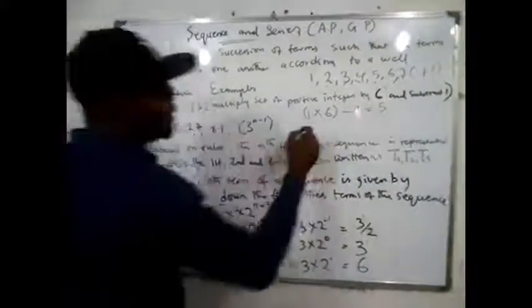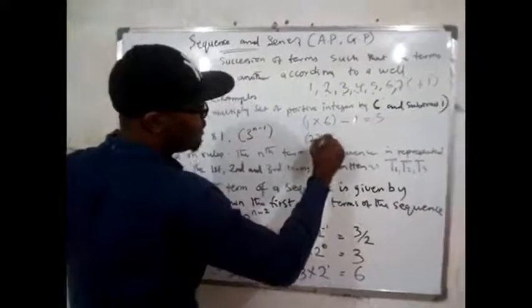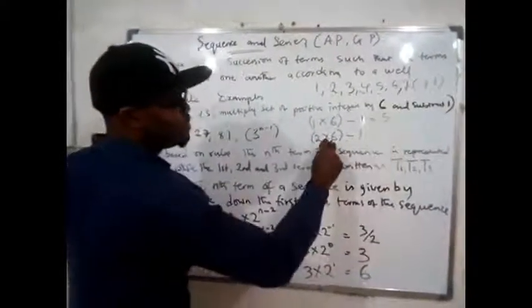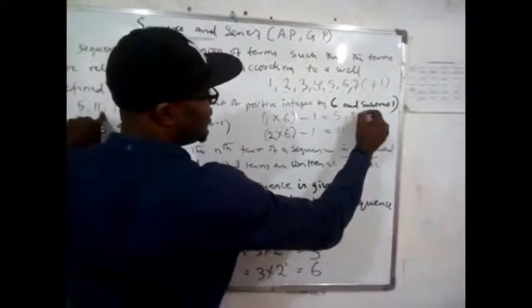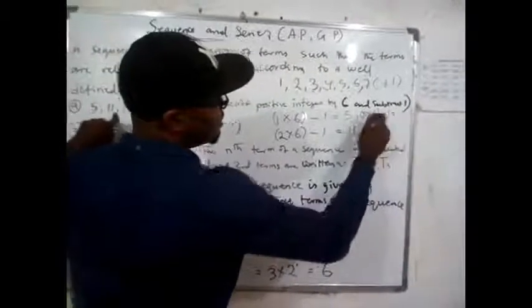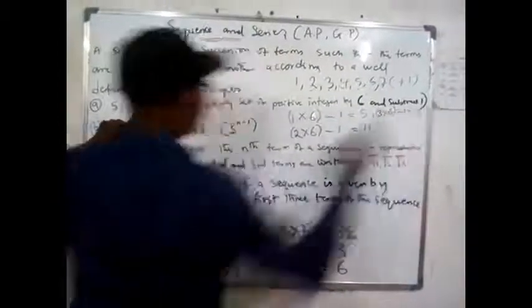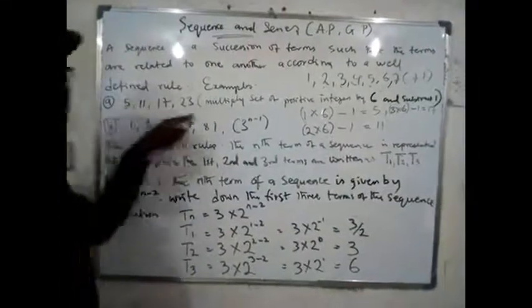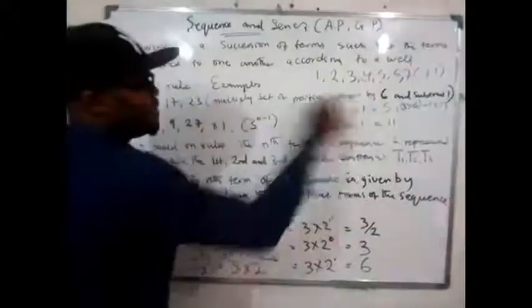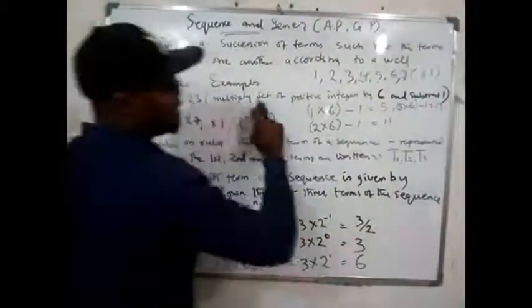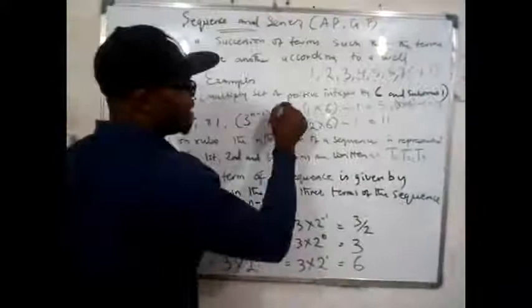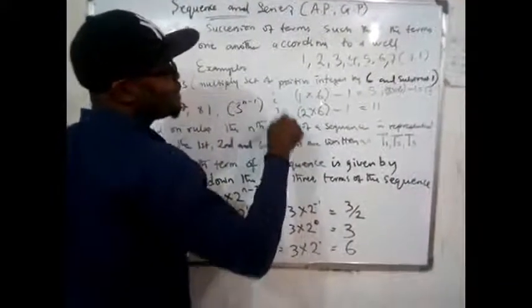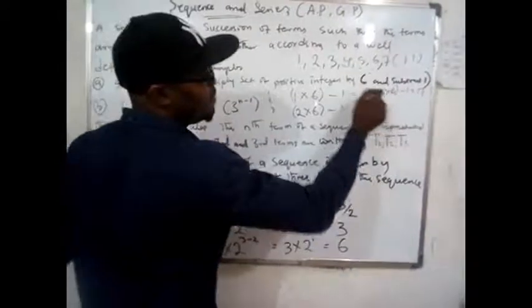Now, 11, how did we get it? The next integer is 2. 2 times 6 is 12, minus 1 is 11. Then the next number is 3 times 6 minus 1, which is 17. That's how we are creating this sequence, by obeying this rule. The rule says multiply the set of positive integers 1, 2, 3 and so on by 6 and subtract 1, and you get this sequence.